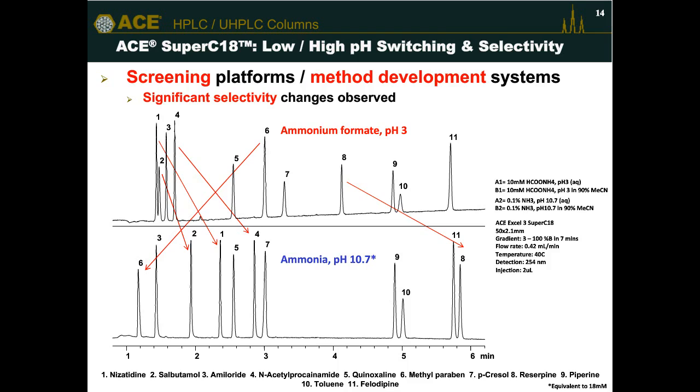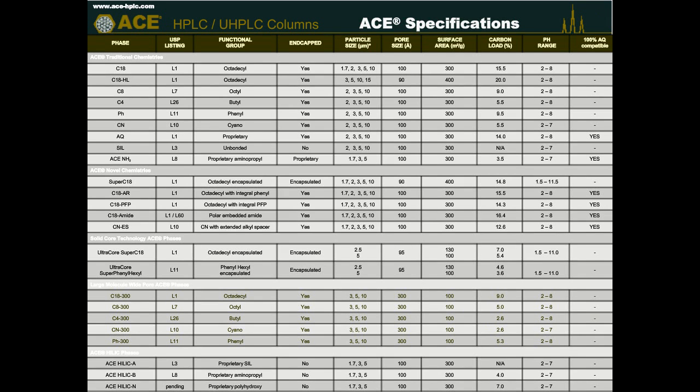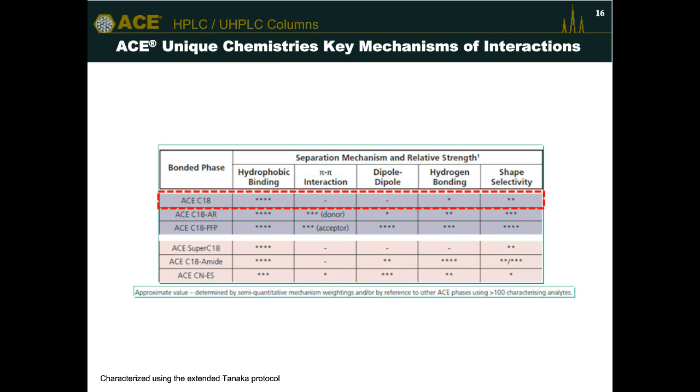This is just a specification sheet if anybody's interested in the finer details of the different columns that I've talked about. So what does this mean for method development? Well, what we've done with the different chemistries that we've developed is designed chemistries that have different mechanisms of interaction. So we've used what's called the Tanaka protocol, and at the bottom I've written that there, the extended Tanaka protocol, to characterize the 6 different columns on your screen.